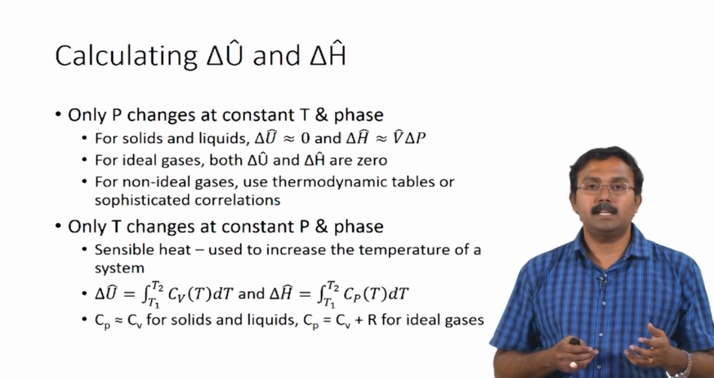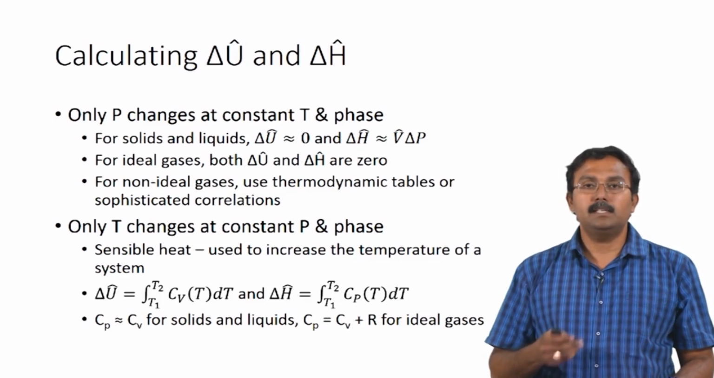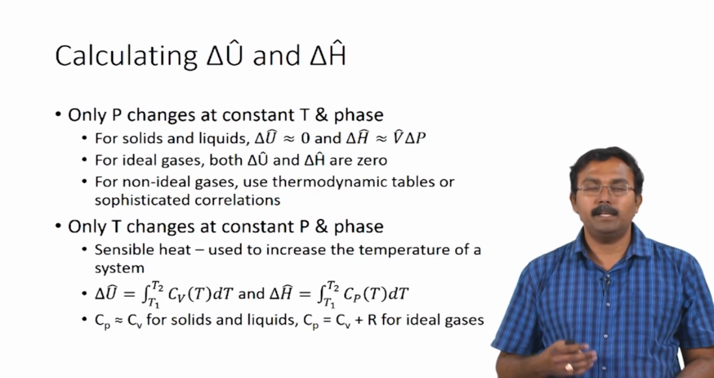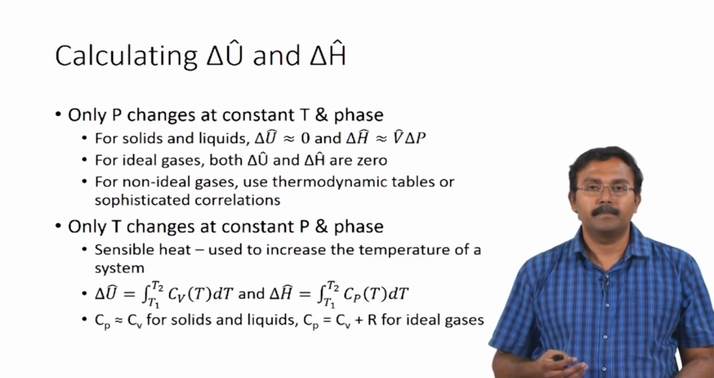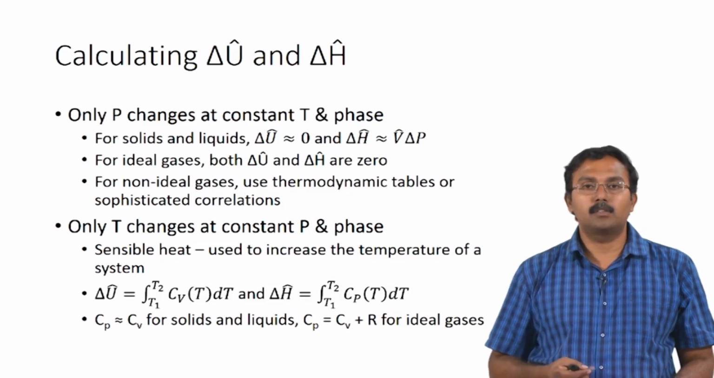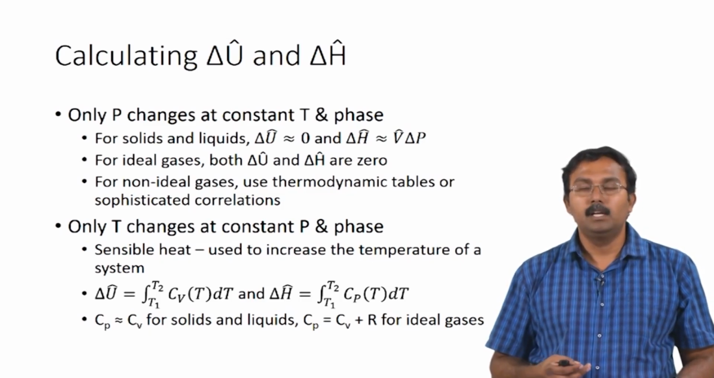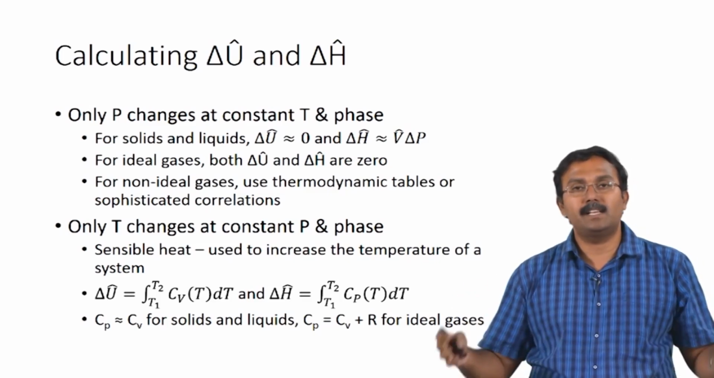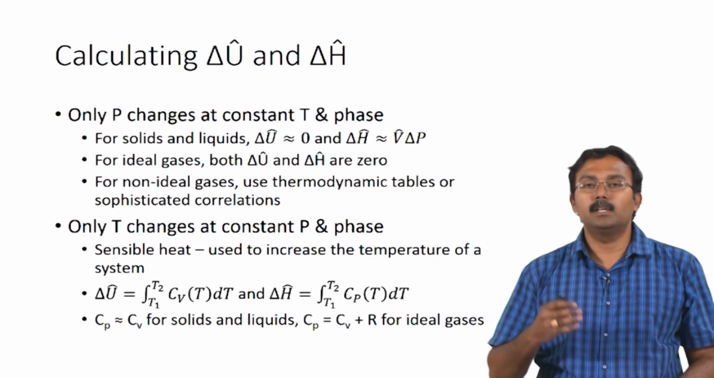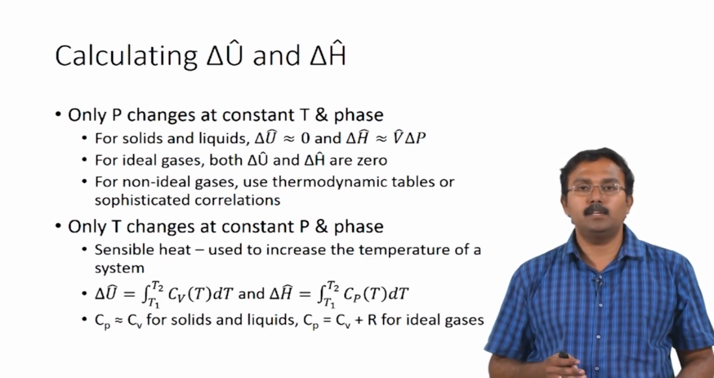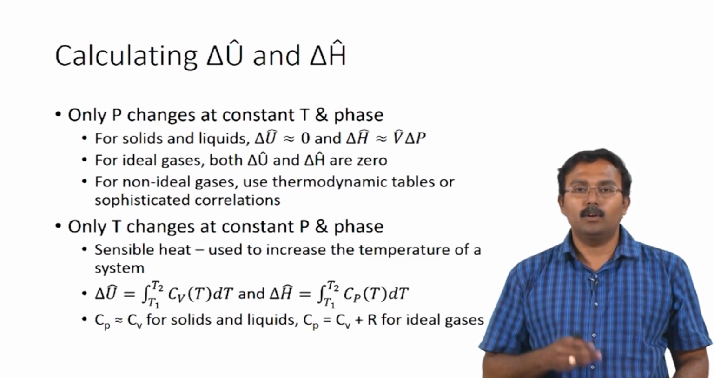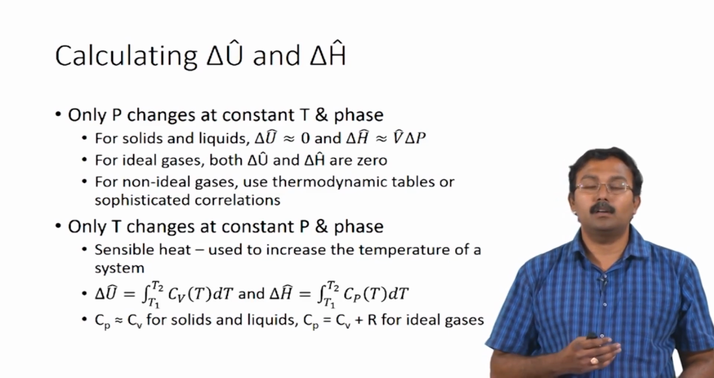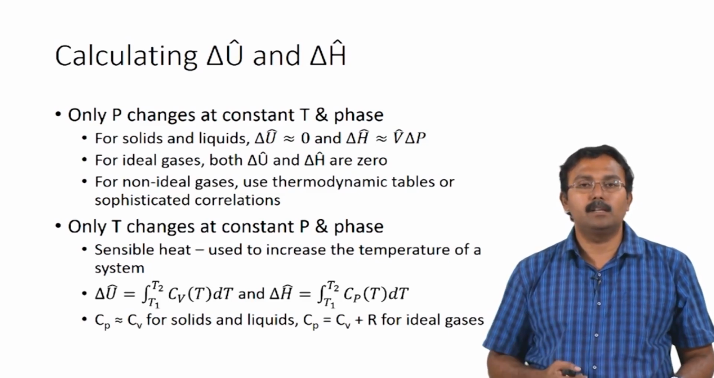So, when only pressure changes at constant temperature and phase, for solids and liquids, the change in internal energy can be approximated to 0, and the change in enthalpy can be approximated to V cap delta P. Usually this term is very small for solids and liquids because V cap is very small. So, this term V cap delta P is crucial if the change in pressure is very high. For ideal gases, both delta U cap and delta H cap are 0 for constant temperature processes. For non-ideal gases like steam, you might have to use thermodynamic tables or other sophisticated correlations to get these values.